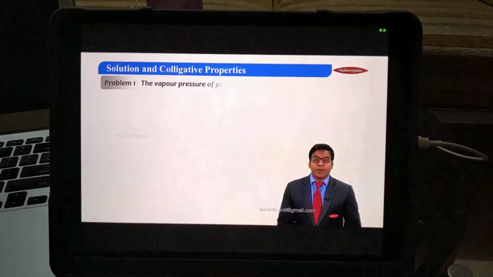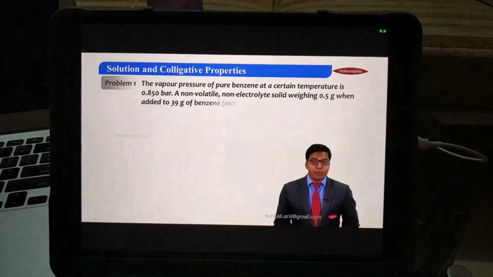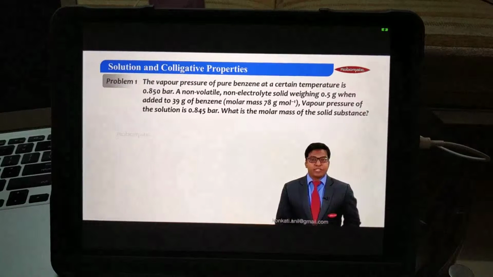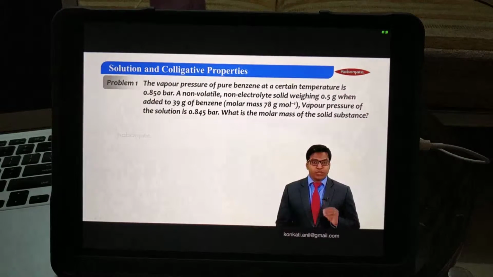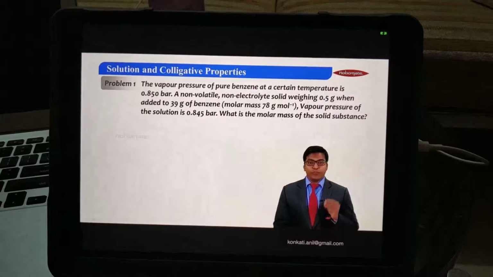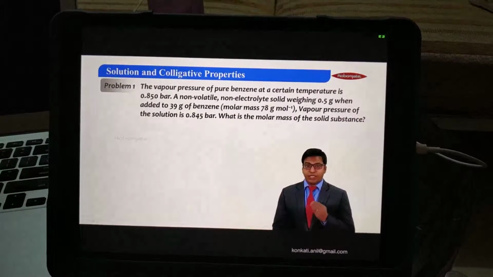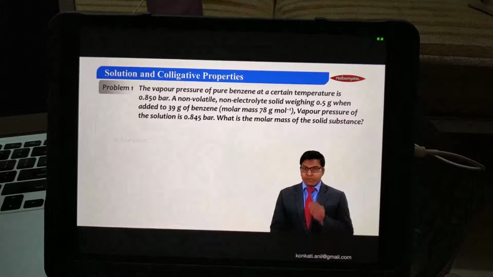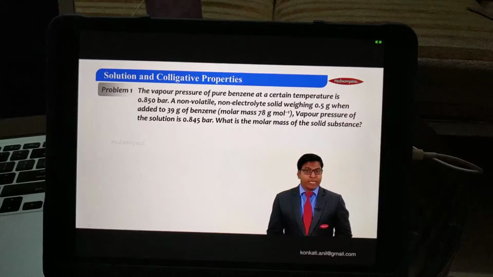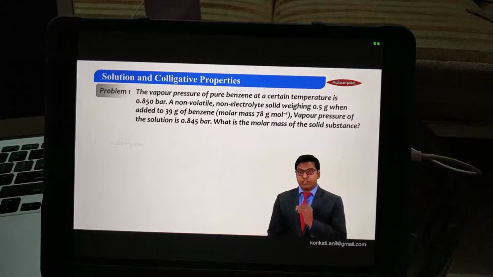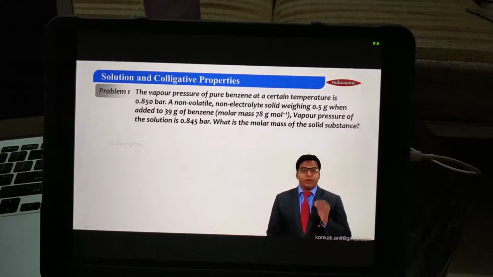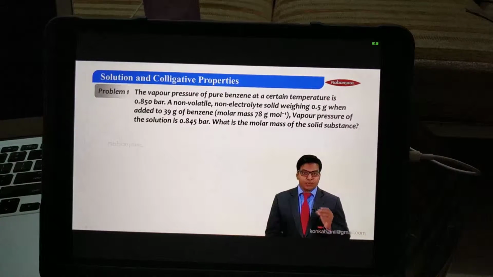So problem number 1: the vapor pressure of pure benzene at a certain temperature is given. A non-volatile, non-electrolyte solid weighing 0.5 grams is added to 39 grams of benzene with a molar mass of 78 grams per mole, and the vapor pressure of the solution is 0.845. What is the molar mass of the solid substance?